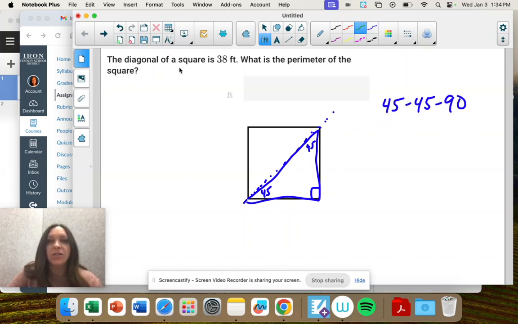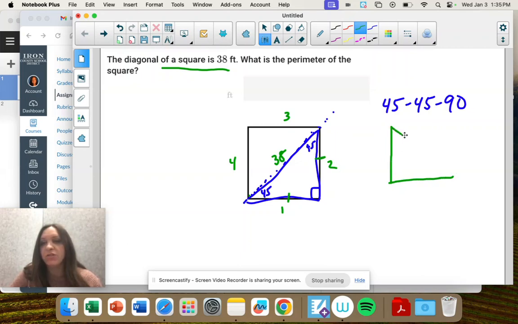So the diagonal is 38 feet, but we want to know the perimeter, so all the way around the square. So we need to add these 4 sides, and they're all going to be the same. It's a square, right? So our legs are the same. If we have a 45, 45, 90 triangle, the legs are the same length, and then we take whatever that length is. These are both 45.